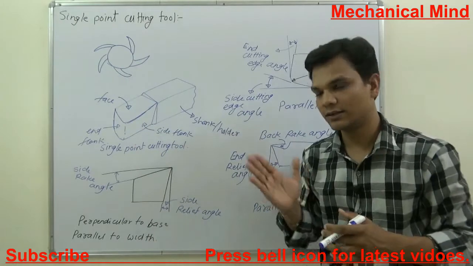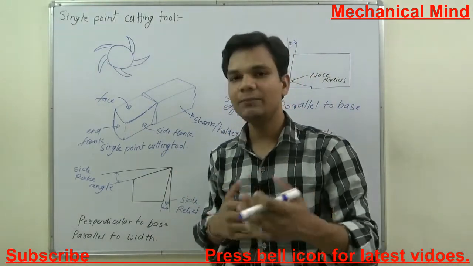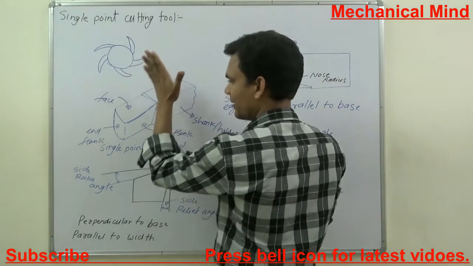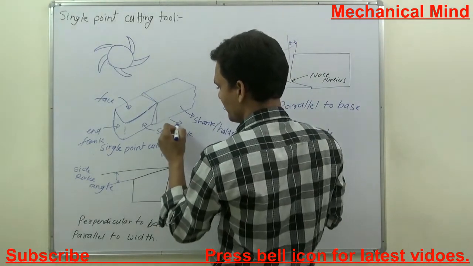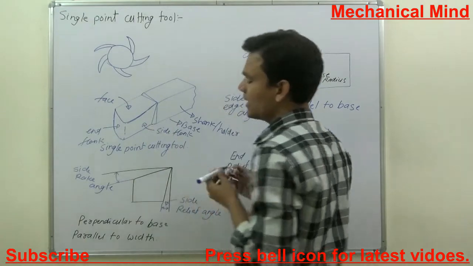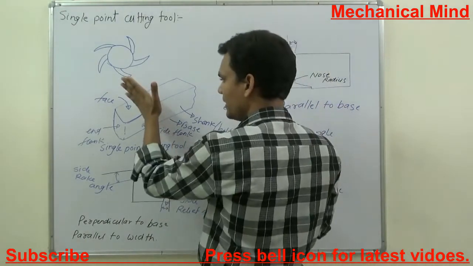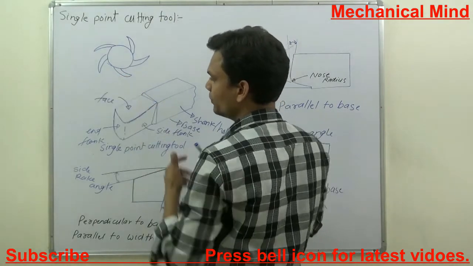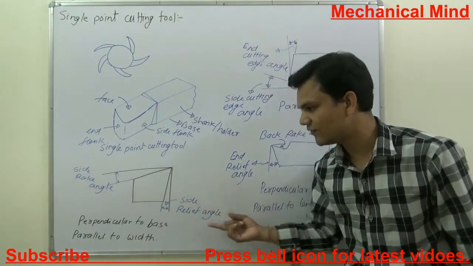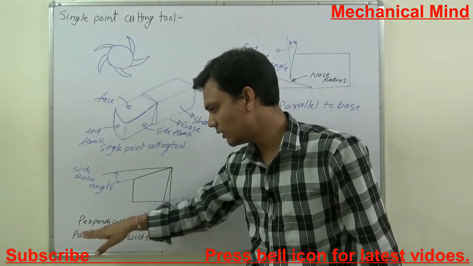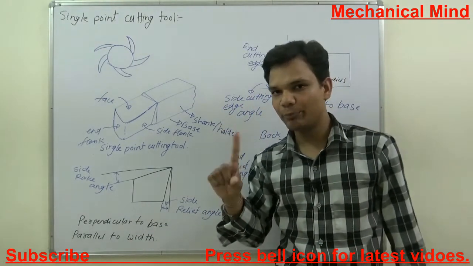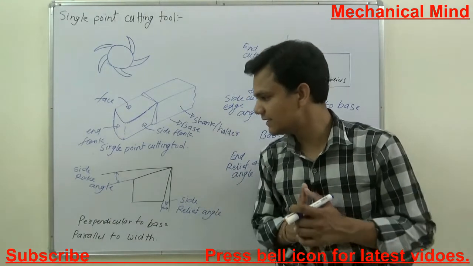In this, if we cut this tool by different planes, then we can obtain different angles for a single point cutting tool. If we cut this tool perpendicular to the base, the bottom part of the shank is known as the base. If we cut this tool perpendicular to the base and parallel to the width, then we obtain two angles. First one is the side rake angle and the second one is the side relief angle. I am playing the clip so you can understand more clearly.